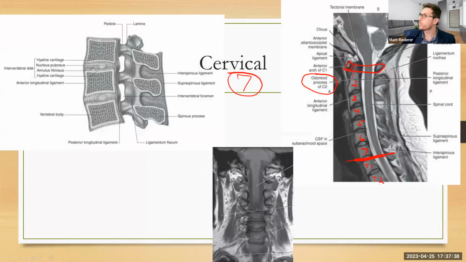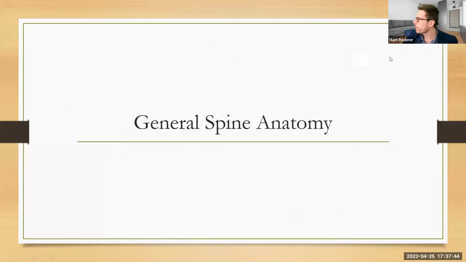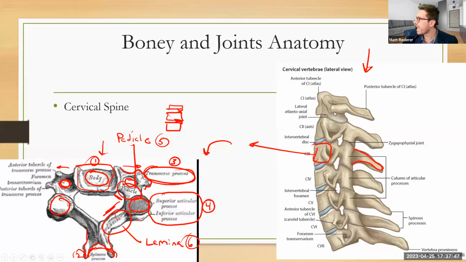So it wraps around this one, and that's where we find C1. All right, let me go back up here. So we have it right here. This is the atlas, and the axis is C2. So the atlas sits on top of the axis.